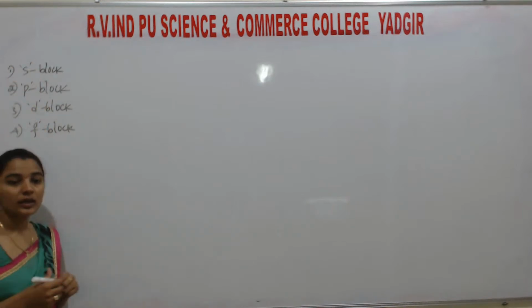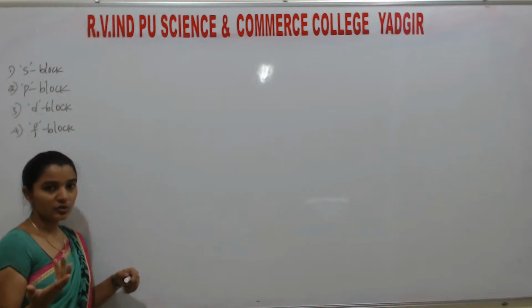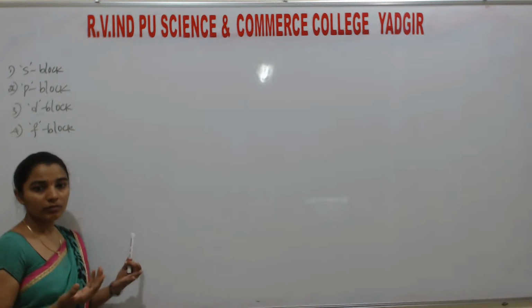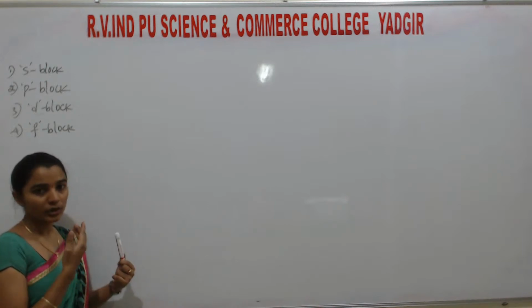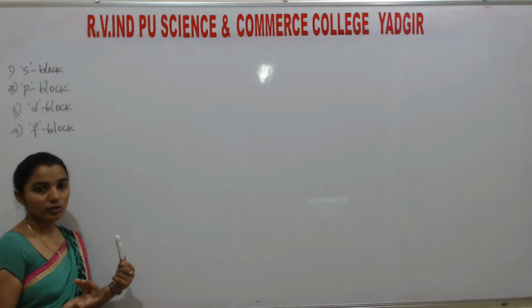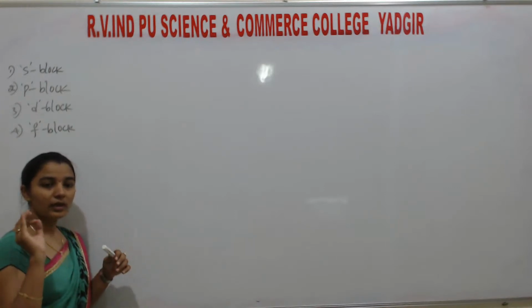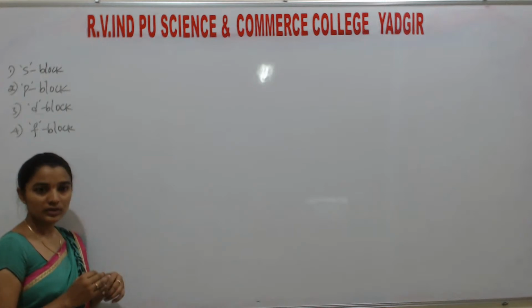For example, S block elements are lithium and sodium, which belong only to the S block. Boron belongs only to the P block. Scandium belongs only to the D block. And uranium belongs to the F block. Everything is explained clearly in the periodic table. That's why it is called the long form of the periodic table.